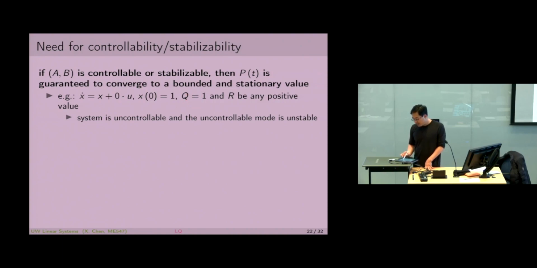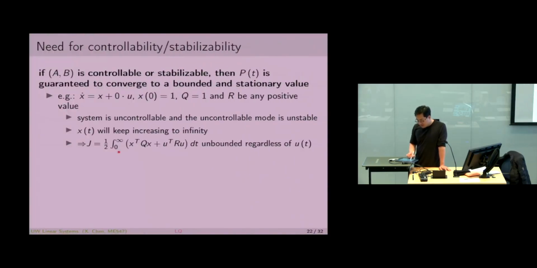I can say Q is 1 and R can be any positive value. It doesn't matter. The system is uncontrollable, and the uncontrollable mode here is unstable. x will keep increasing to infinity based on exponential growth, e^(At) with A equal to 1, times x0, which equals e^t, given this initial condition. So x goes to infinity. If we look at this integral, if TF is large, then when you do this integration, it will become unbounded, however hard you try with your input. No matter how hard you try, this is going to be infinity.